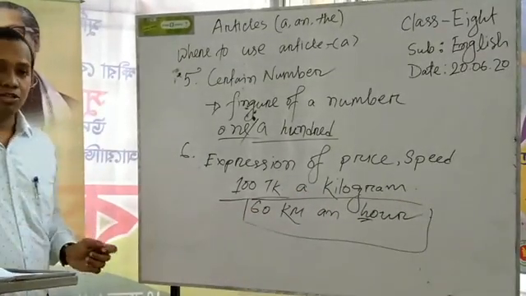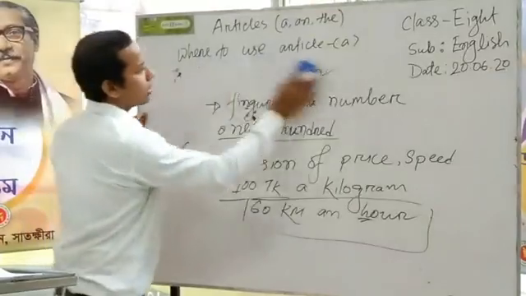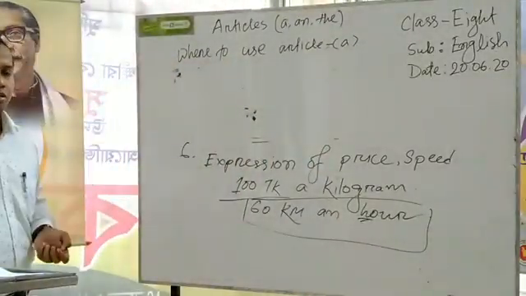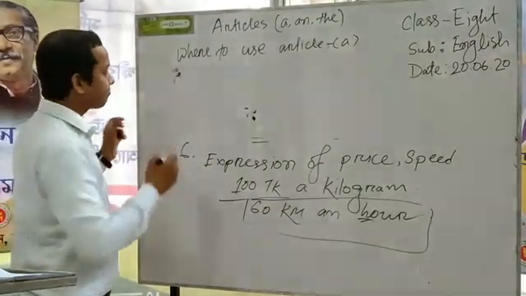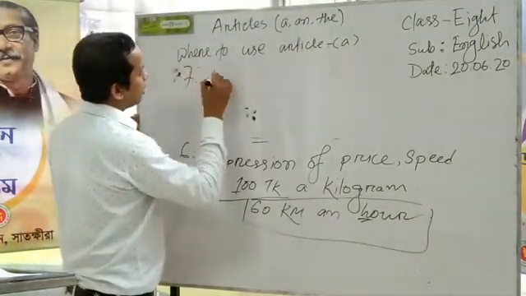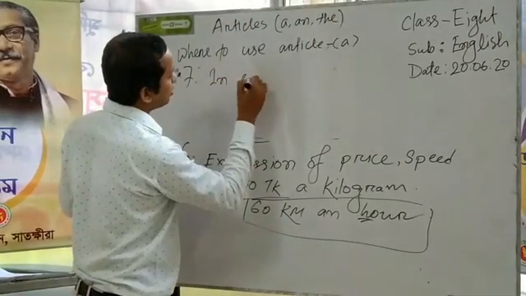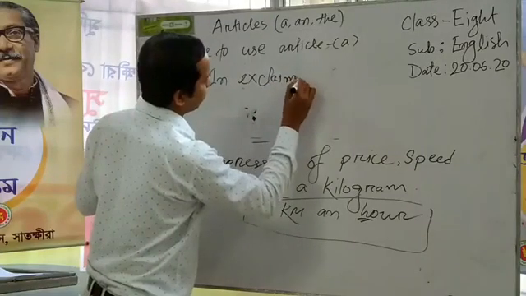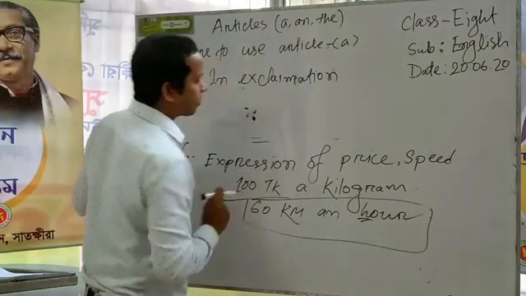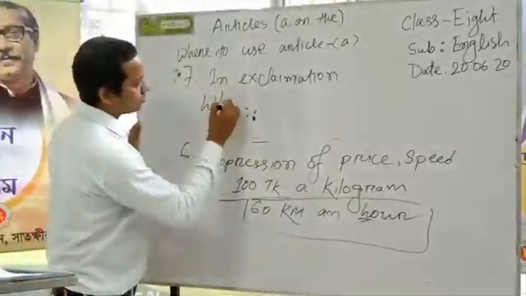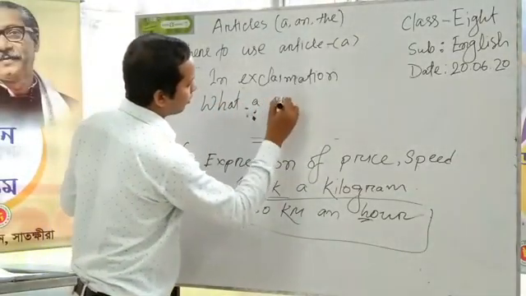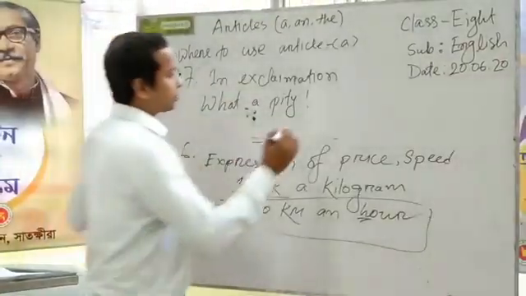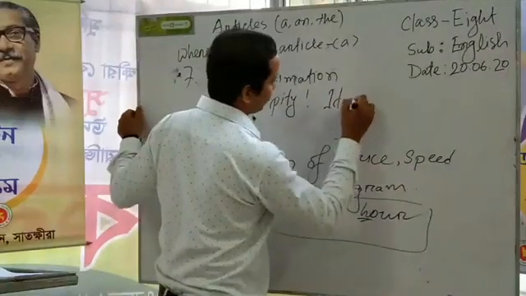In exclamation, when we exclaim something which is beautiful or bad, then we use the article a, like in an expression or exclamation. We say, what a pity. Like, it is a matter of joy.